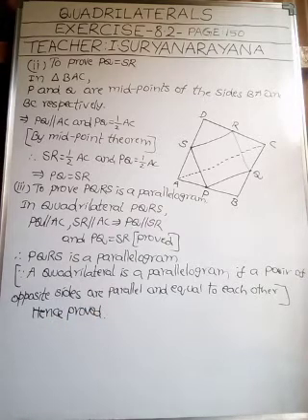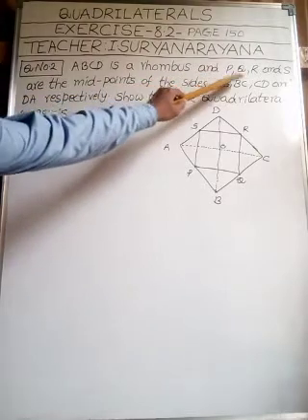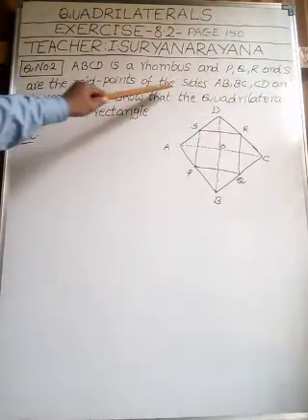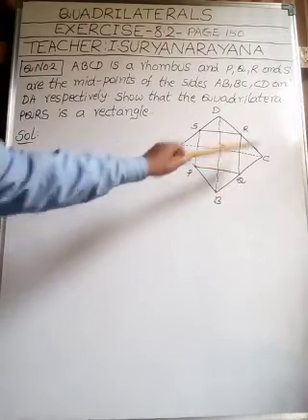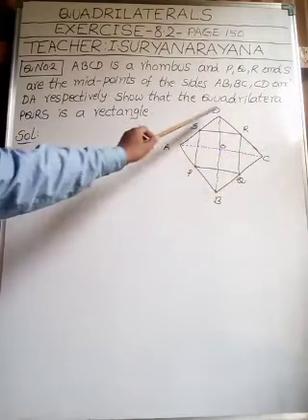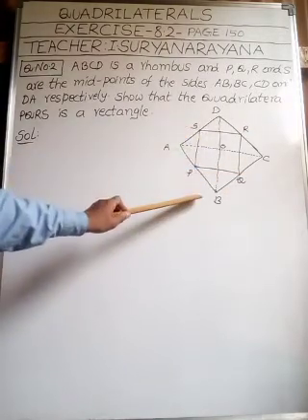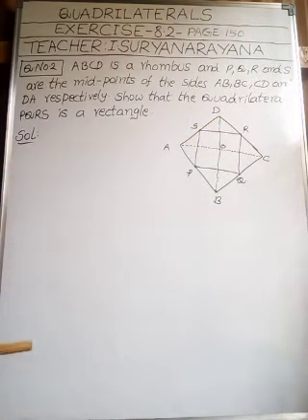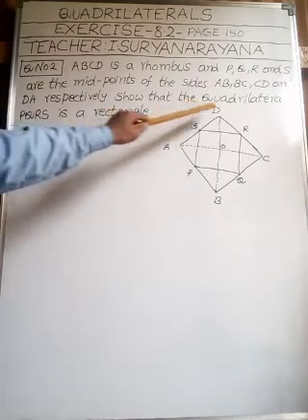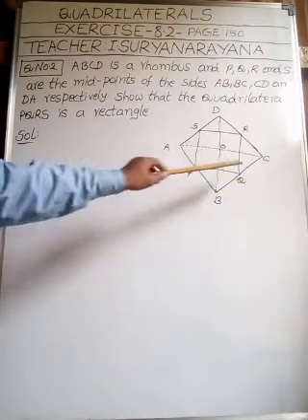Okay, my children, understood? Right. Now come to the next question. Question number 2. ABCD is a rhombus and P, Q, R and S are the midpoints of the sides AB, BC, CD and DA respectively. Observe this figure, my children. In this rhombus, P, Q, R, S, these 4 points are midpoints of these sides AB, BC, CD and DA respectively. Understood this diagram, my children? Right. Show that the quadrilateral PQRS is a rectangle.